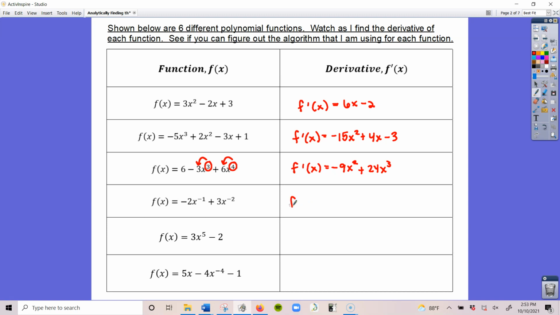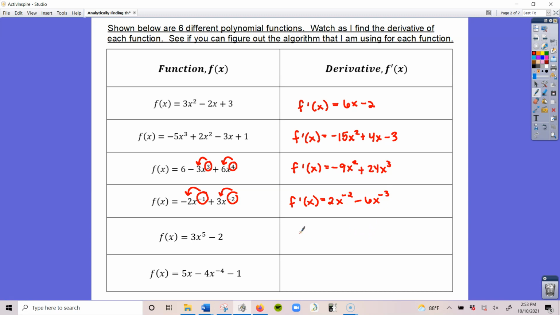If we continue using this pattern, the derivative of the following function would be negative 1 times negative 2, which is 2, x, subtract 1 from the exponent, so negative 2. Then for the next term, negative 2 times 3 is negative 6, x, and subtract 1 from the exponent, negative 3.